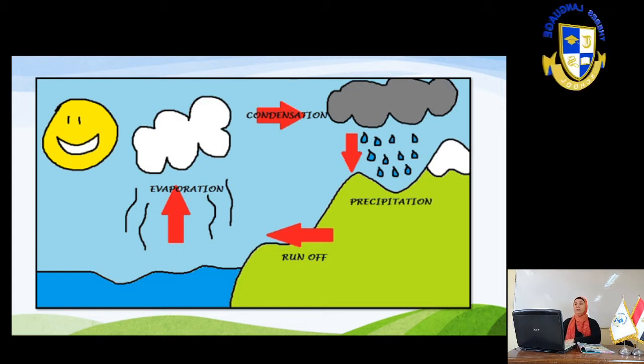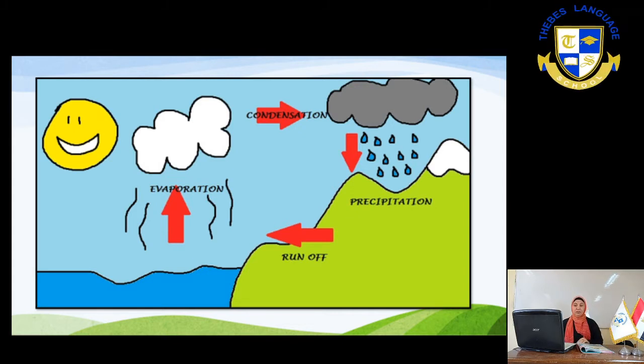Then the rain falls down on the mountains and the land. This is precipitation. And when it is on the mountain over there, it runs down. This is runoff and goes to the sea again. This is the meaning of the cycle again.